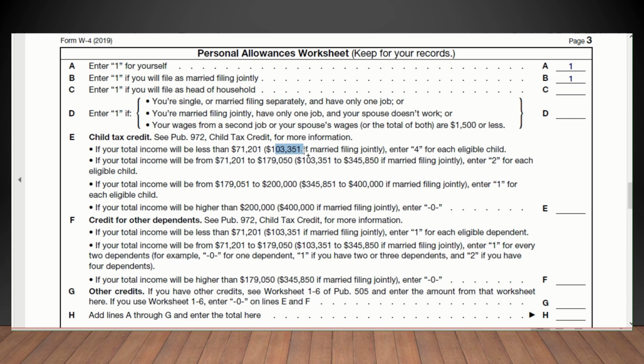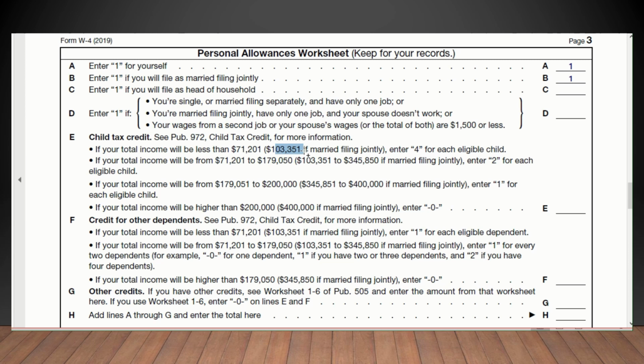Now keep in mind that this is talking about total income. So total income will be your wages, it will be your spouse's wages, it will be profits from your business, it will be your interest income, any income you have from any source. You have to add all that income together to get your total income.